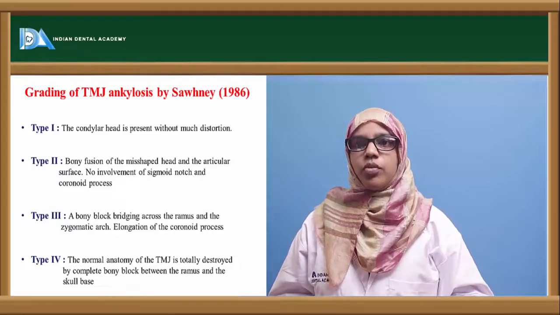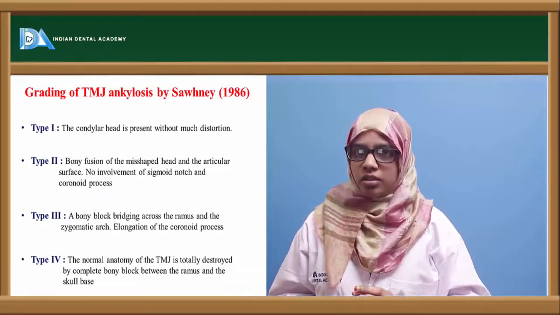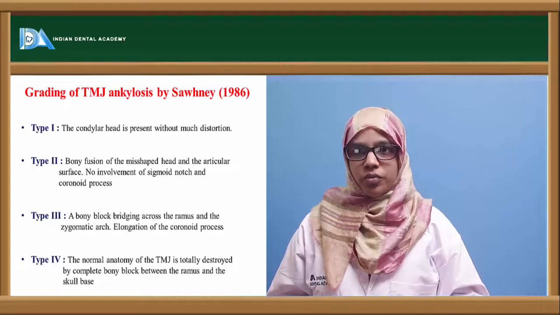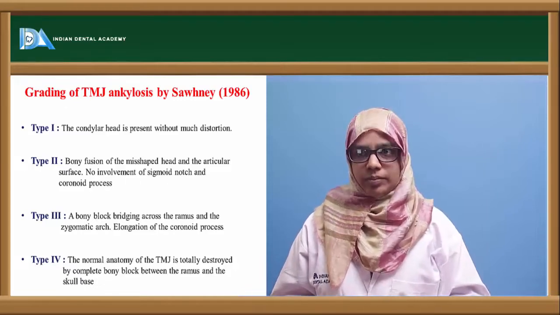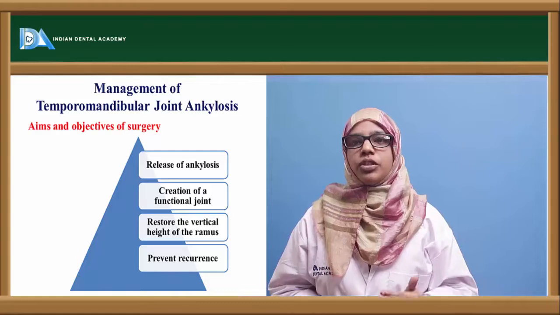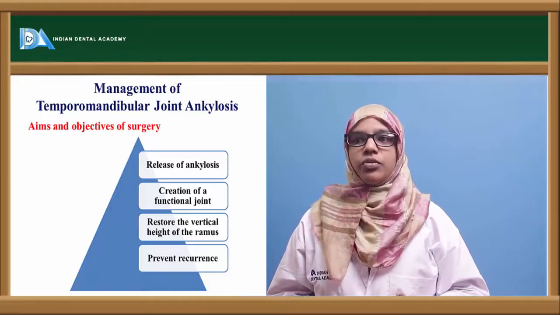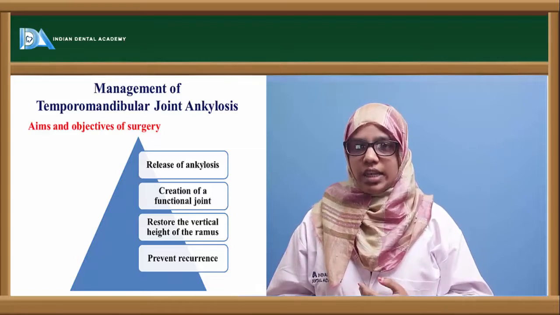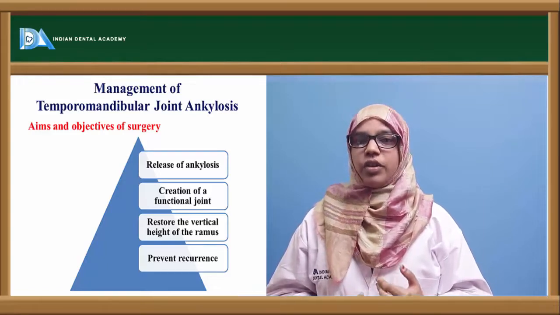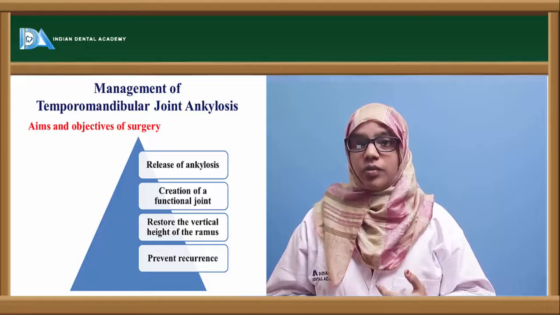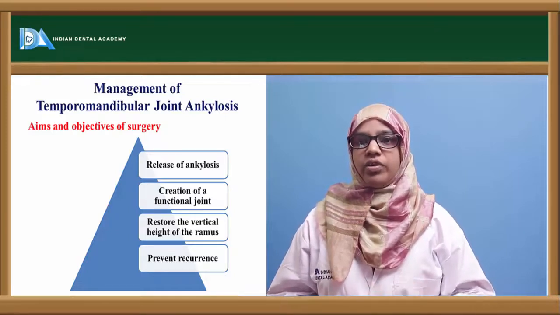You will see just a bony chunk. You will not be able to see either the sigmoid notch or the coronoid process. Just a bony block is seen. Let's move on to the treatment or management of TMJ ankylosis. 4 things you need to keep in mind. First is release the ankylosis, correct the function of the joint, restore the vertical height of the mandible, and prevent recurrence.